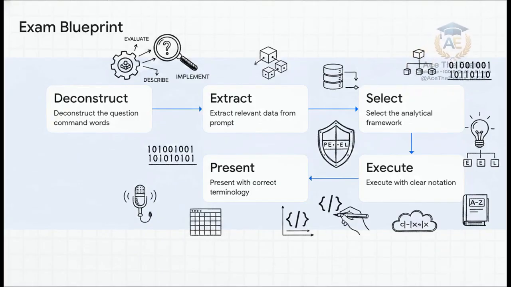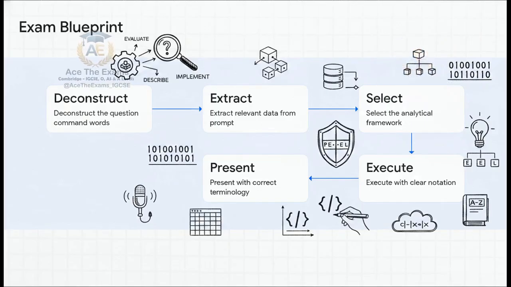What is the command word actually asking you to do? Is it telling you to evaluate, describe, or implement? Those all require totally different approaches. Step 2. Extract relevant data. Pull out the specific variables, the raw binary representations, or the data structures explicitly mentioned in the prompt. Step 3. Select your analytical framework. This is where you pull out that PEEL structure we just discussed.